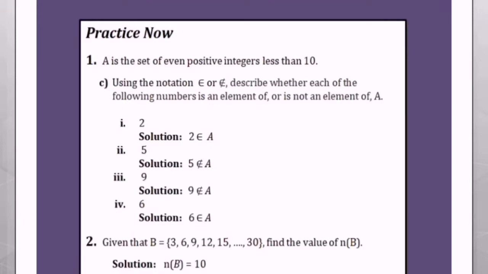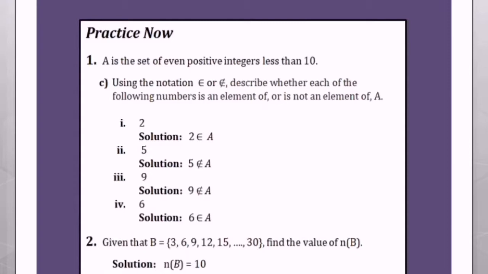Part C is, using the notation belongs and does not belong, describe whether each of the following numbers is an element of or is not an element of A. 2 is an element of A, so we write 2 belongs to A. 5 is not an element of A, so we write 5 does not belong to A. 9 is also not an element of A, so we write 9 does not belong to A. Similarly, 6 belongs to A, so 6 is an element of A. Question number 2, given that B equals 3, 6, 9, 12, 15 and so on up to 30, find the value of n of B. The solution is 10.